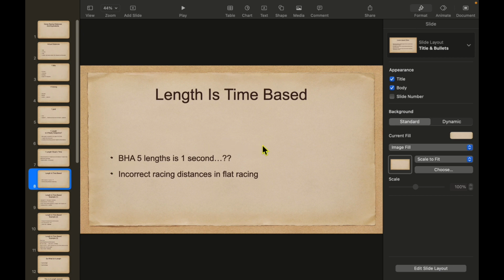The length is actually time-based. So at 0.2, there are 5 lengths in a second, according to the geniuses at the BHA. This is incorrect, at all racing distances in flat racing, all distances in flat racing.